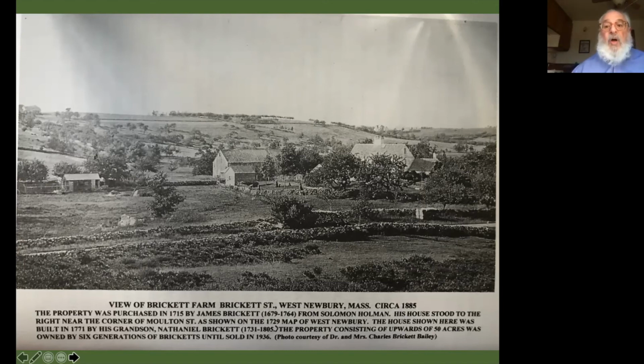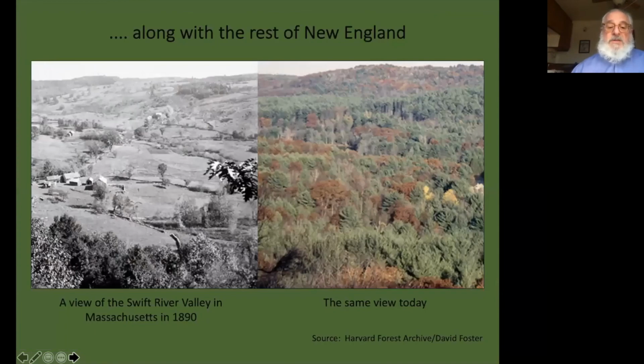Today we have almost 60% tree cover. And certainly the prior picture and this picture would lead us to believe that we have much more tree cover today than in prior days. And this is also true for the rest of New England.